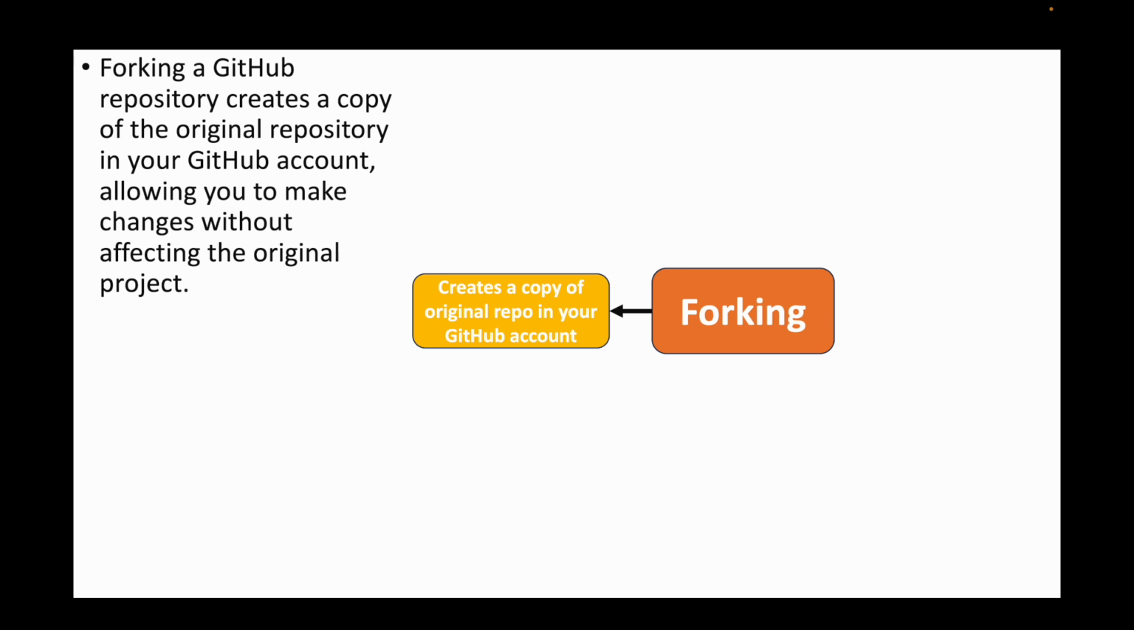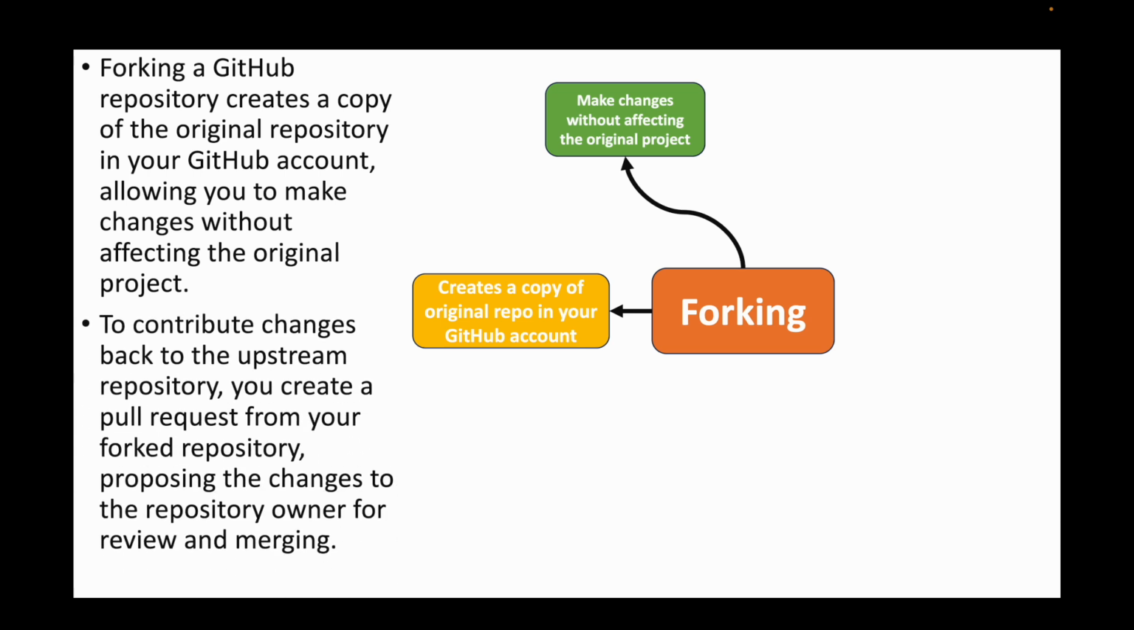For example, let's say I have a GitHub repo in my GitHub account. Now, if you want to copy that repo to your GitHub account, we can make use of forking for that. Now, this allows you to make the changes without affecting the original project. So once you fork the project, you can start making the changes without affecting the original project, which is my project in this case. Now, we can do this to contribute changes back to the upstream repo.